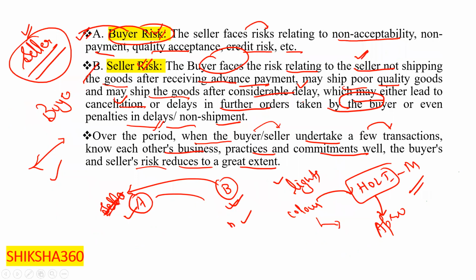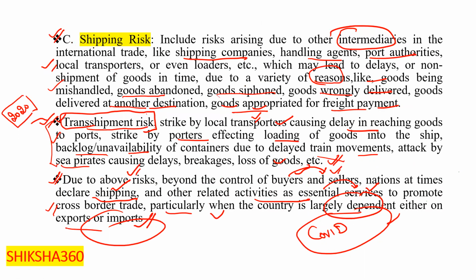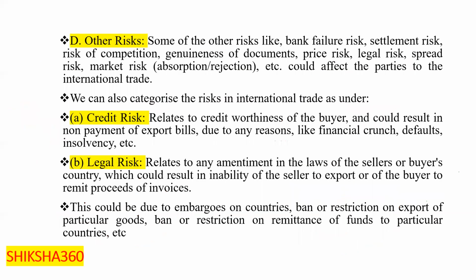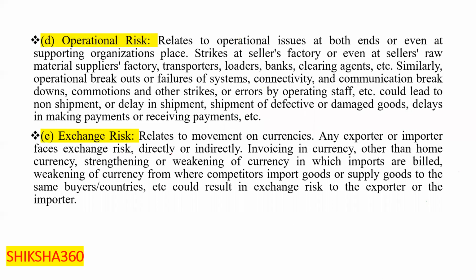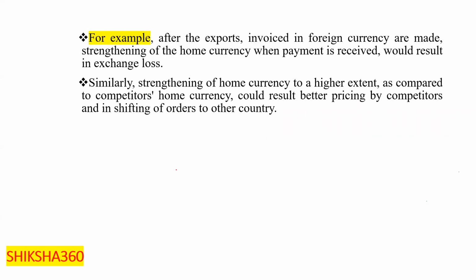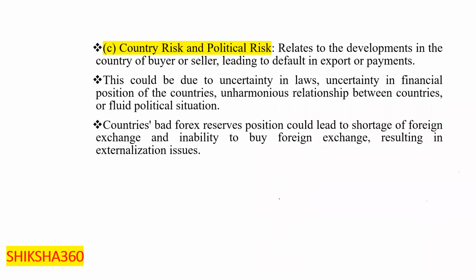In this session we have discussed three types of risk: buyer risk, seller risk, and shipping risk. In the next session we have to discuss the other risks also, that is credit risk, legal risk, country and political risk, operational risk, and exchange risk. Along with that we will cover the rating also, such as moderate risk, high risk, and low risk, because one time they have already asked a question on the rating. All these are important concepts from your examination point of view.